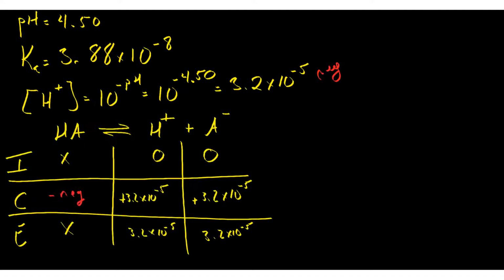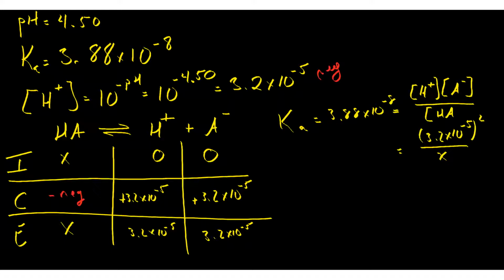X, 0, and 0 for our initial concentrations, minus a negligible change for HA, plus 3.2 times 10 to the negative fifth, plus 3.2 times 10 to the negative fifth, gives us our equilibrium concentrations of X, 3.2 times 10 to the negative fifth, and 3.2 times 10 to the negative fifth. Those are the numbers we plug into our equilibrium expression here on the right.